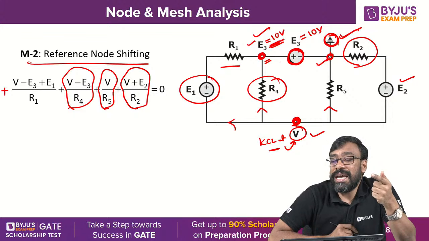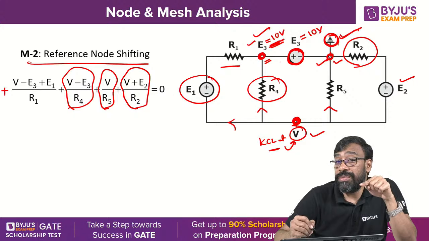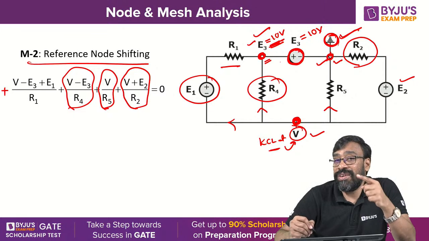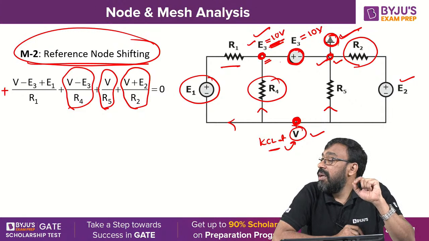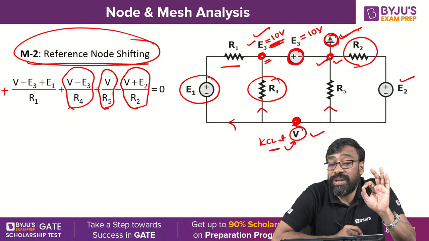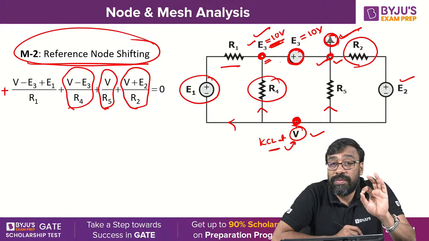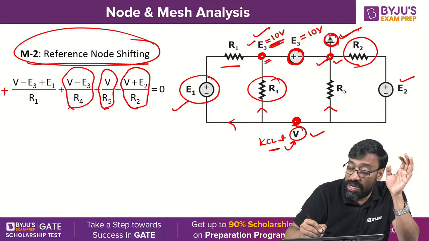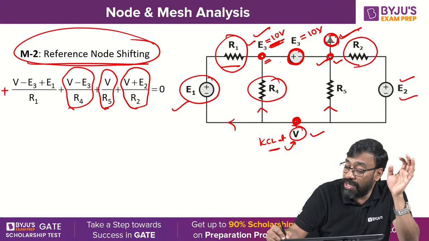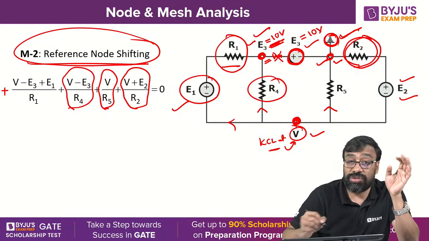But here, because I conveniently chose the reference node here, one of the terminals of the ideal voltage source is selected as a reference node. That is actually the reference node shifting method. You understand? According to the reference node shifting method, I always recommend and suggest that you select one of the terminals of an ideal voltage source which doesn't have any series resistor. Here, this is also an ideal voltage source, but it has a series resistor. This is also an ideal voltage source, but it has a series resistor. This is also an ideal voltage source, but it doesn't have any series resistor. You understand, all of you?